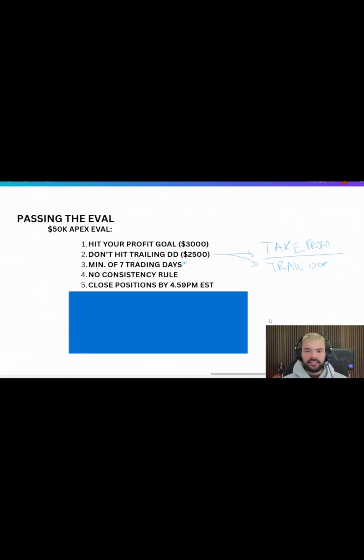And lastly, you must close your positions. They will auto-liquidate your positions by 4:59, but it's just something to know anyway. Make sure you're flat by the end of the day. And that's it. That's all your rules for Apex evals. You're allowed to trade during the news. You're allowed to trade your full max amount of contracts, 10 contracts or 100 micro contracts. There's no scaling plan in the eval. Very simple rules to pass the eval.